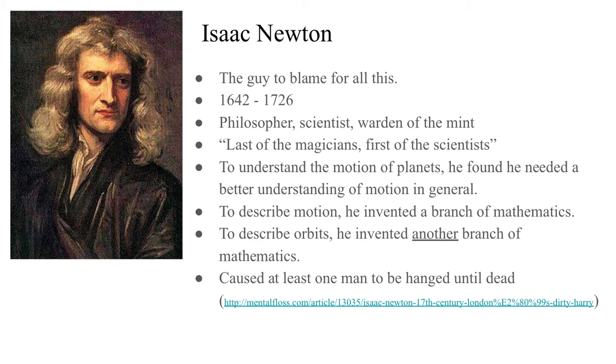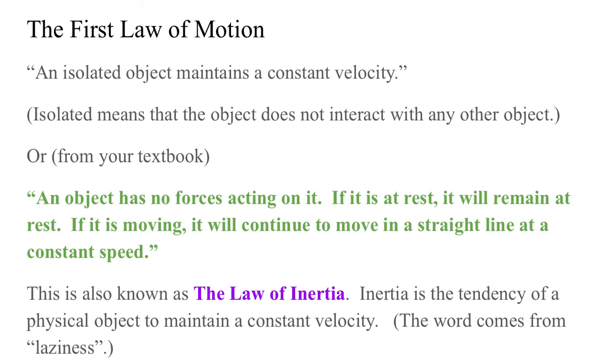To understand the motion of the planets, which was his ultimate goal, he found that he needed a better understanding of motion in general. And to describe motion, he had to invent a branch of mathematics called differential calculus. To understand orbits, he had to invent another branch of mathematics, which is integral calculus. And he caused at least one person to be hanged until dead. So he had quite the life. Newton's insight is codified into what's called Newton's 3 laws of motion, usually called just the laws of motion. And we're going to study them in sequence, obviously.